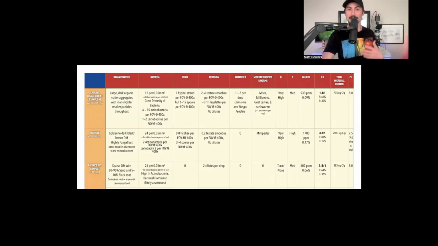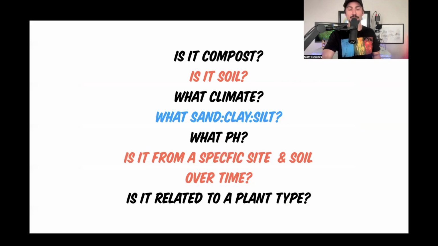We have to have the organic matter, the bacteria, the fungi, the protozoa, the nematodes, microarthropods, and worms, as well as the nitrogen, the phosphorus, the salinity, the biomass, the fungal to bacterial ratio, the pH, and potentially the EH. But it's not just those kinds of tests, because then you could go down to the micronutrients, the trace minerals, all those kinds of things. But it's also more generalized.